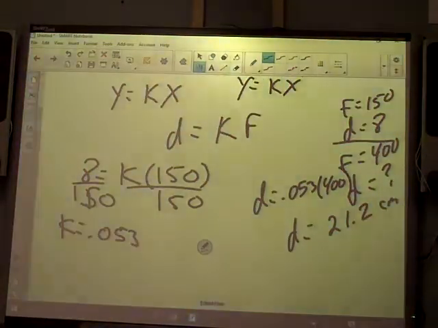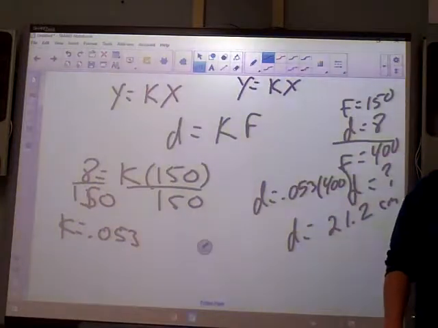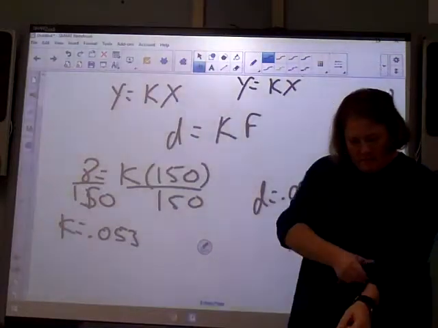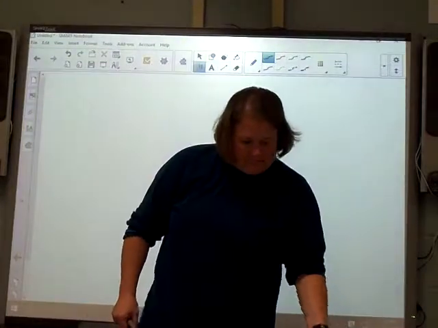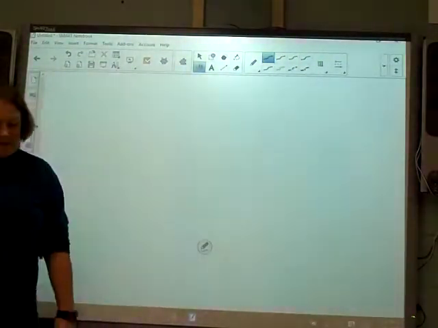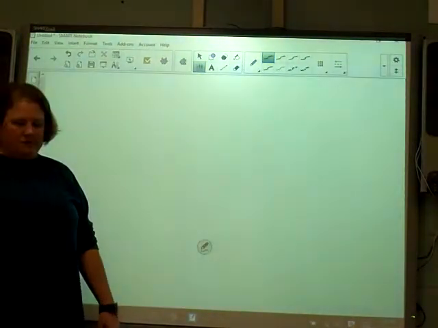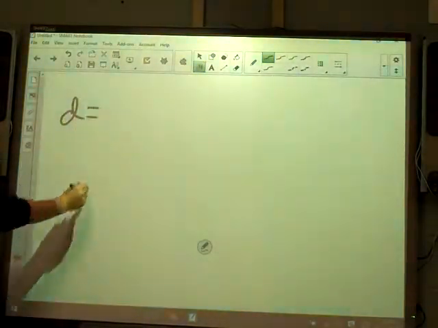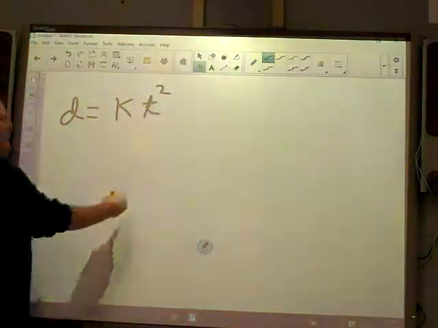Let's do another direct one. We're just going to do a couple of each kind. We got three types, and direct's the first type. This one is talking about skydiving. It says the distance a body falls from rest varies directly as the square of the time it falls. So we got to write the equation out of that.